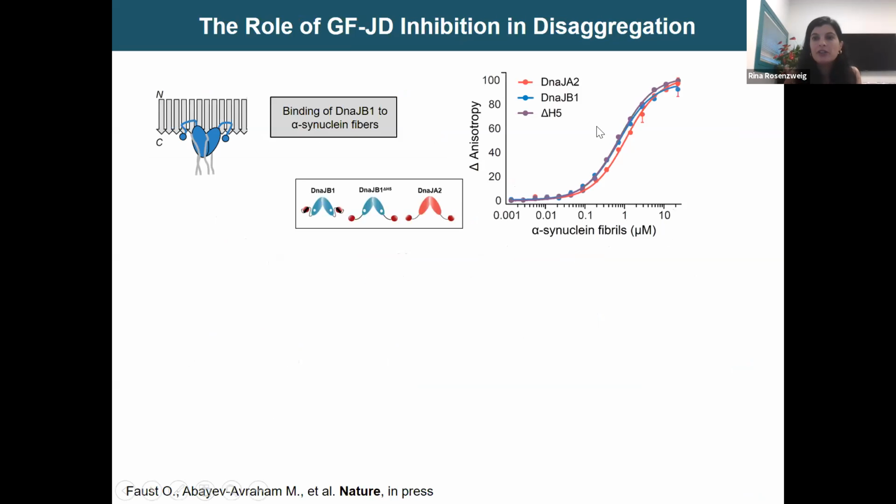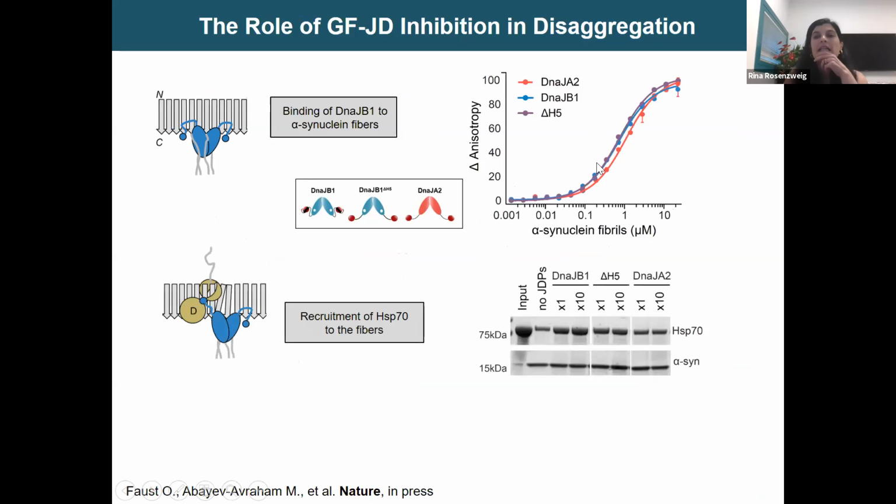So we tested binding to the fibers. We see that all bind fibers the same. And then we tested recruitment to the fibers. So what we've done is we took fibers, pre-decorated, already bound to the J domain proteins, and added HSP70 and saw how much HSP70 can precipitate together with the fibers.